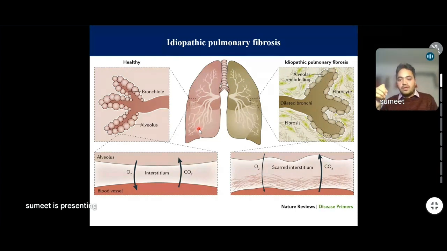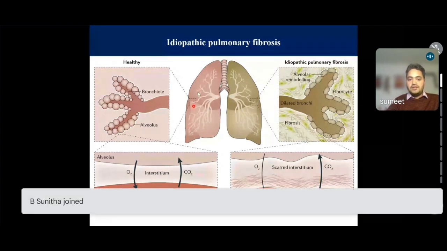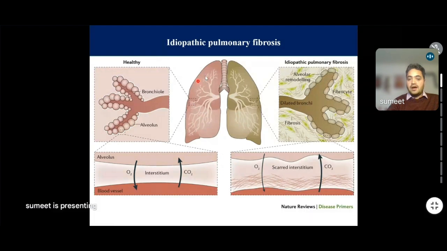So this is just a pictorial representation of what IPF looks like. For example, what you can see here on the left hand side is the healthy lung, and this is the IPF lung on the right hand side. In a normal condition, you have your healthy lungs, and the area which is dark brown in color is your bronchioles. And then you have your alveolus, which is nicely round in shape. And this is the place where the exchange of oxygen and CO2 takes place.